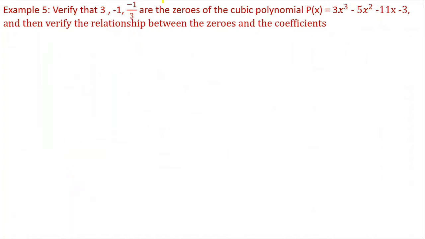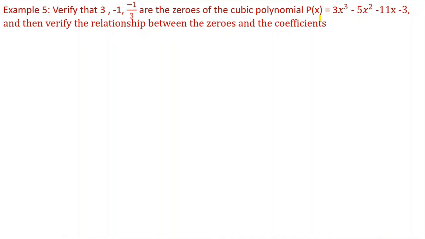So, example 5. Verify that 3, minus 1 and minus 1 by 3 are the zeros of the cubic polynomial p of x equal to 3x cubed minus 5x squared minus 11x minus 3, and then verify the relationship between zeros and coefficients. In the question, they have given one cubic polynomial p of x and three values, and they want us to verify whether these three values of x are zeros or not, and also see the relationship between the zeros and coefficients.